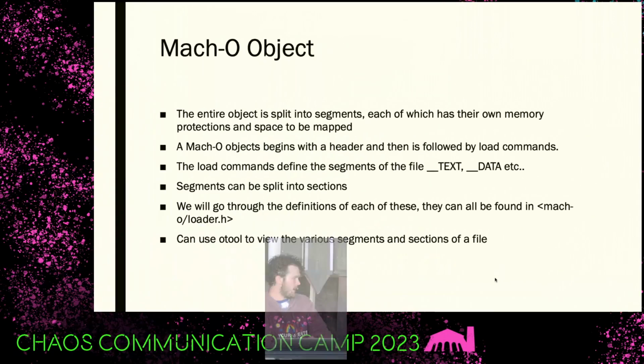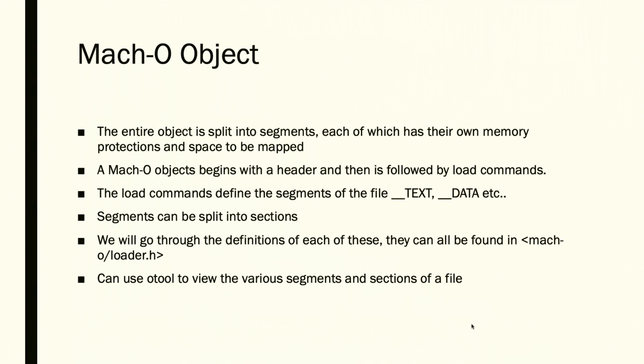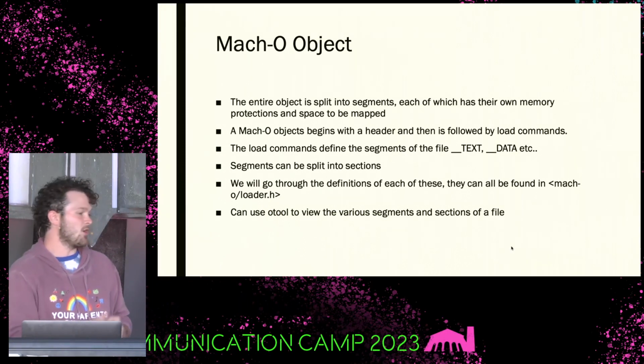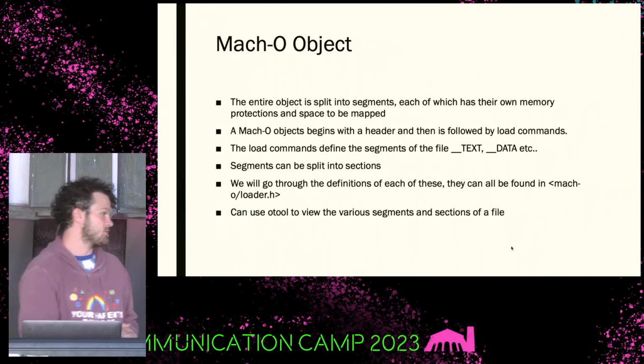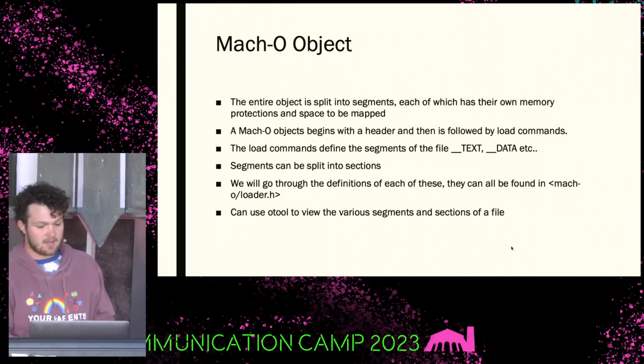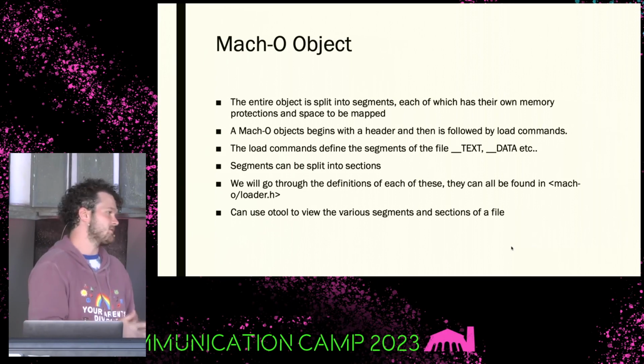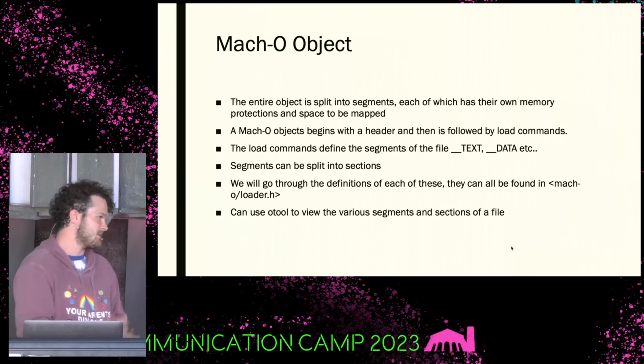A Mach-O object is the way that, if you're familiar with how segmentation originally worked in memory for operating systems, it influences how this works here. The object is split into segments, which are effectively memory ranges that will exist in virtual memory when your program is running. Each of those has its own memory protections and a space that the loader will then map into your process's virtual memory space. They all begin with the header, followed by a list of load commands. The load commands define everything else about the file, so once you read through the load commands, you know where everything is.